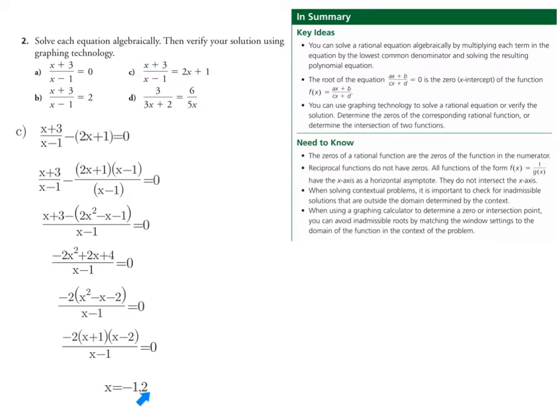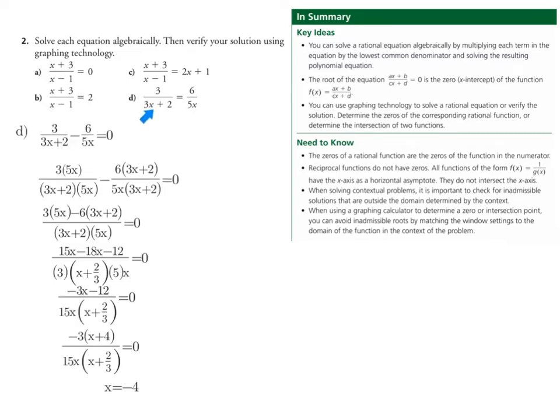That's good. Let's try it with 2. 2 plus 3 is 5. 2 minus 1 is 1. 5 over 1 is 5. And 2 times 2 is 4, plus 1 is 5. 5 equals 5. So those two are solutions. We are good to go. All right, let's do part D.